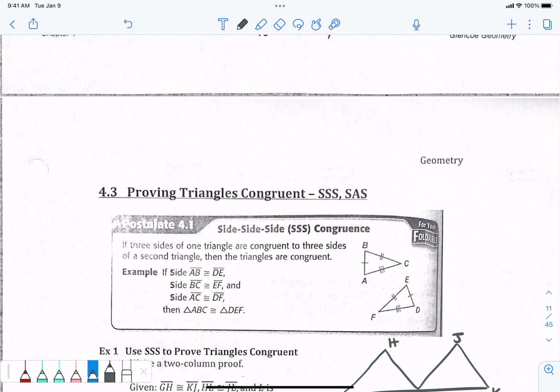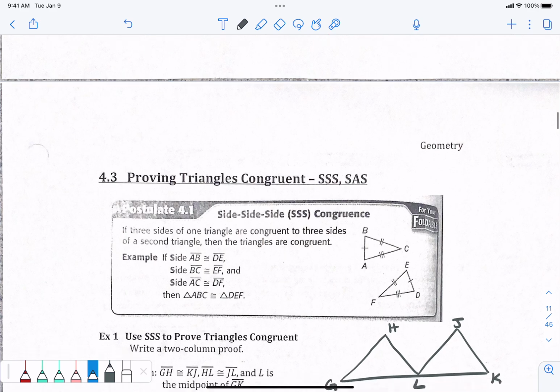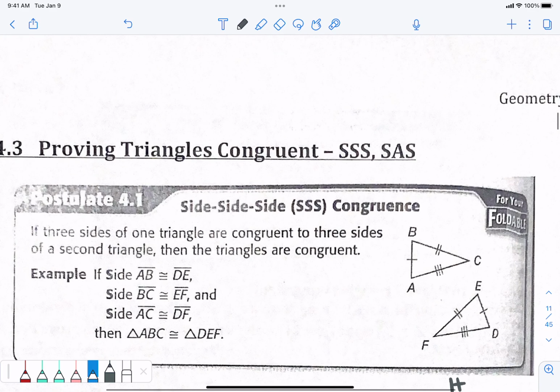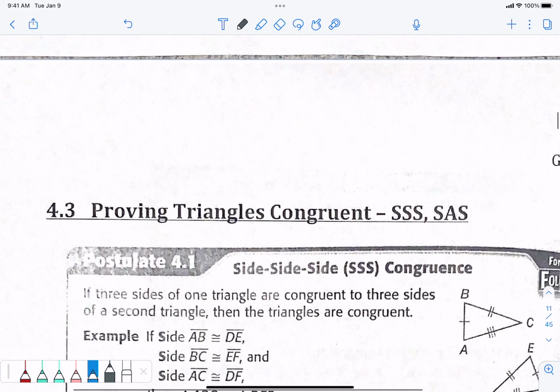All right, hello people who are watching this video. This is section 4.3. Here we go, I see it. I'm gonna start this up here at the top and write some of this stuff down.